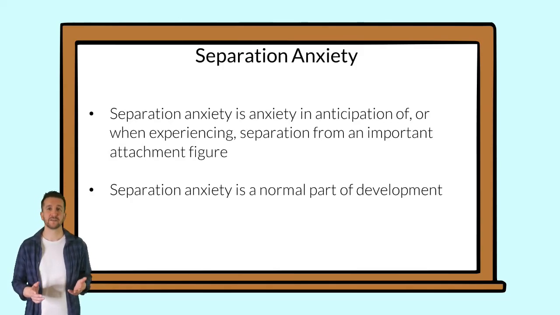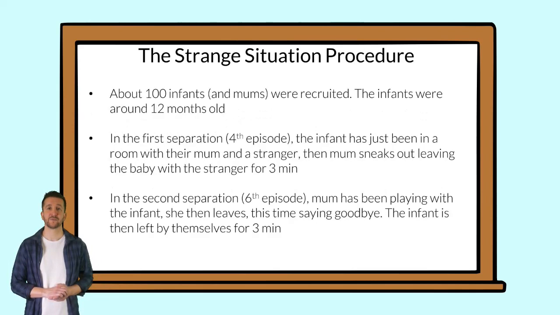Now, if you wanted to look at separation anxiety in the lab, what you could do is get a parent and kid into a room and then have the parent leave, that is, separate the parent and kid. And you could then record the degree to which the kid experiences anxiety. And that's pretty much what happened in the Ainsworth study. So in this study, the researchers recruited about 100 mums and their infants who were on average around 12 months old. The infants were exposed to the so-called strange situation procedure.